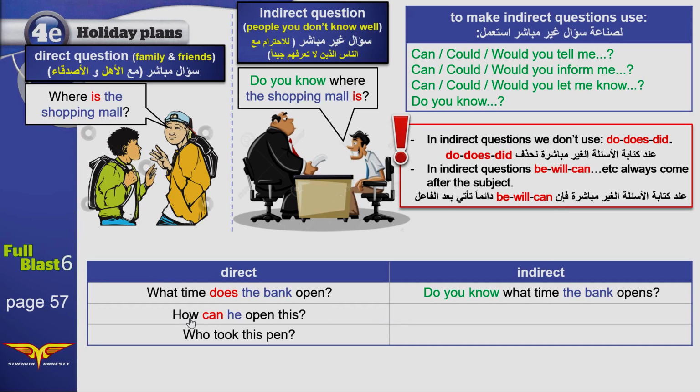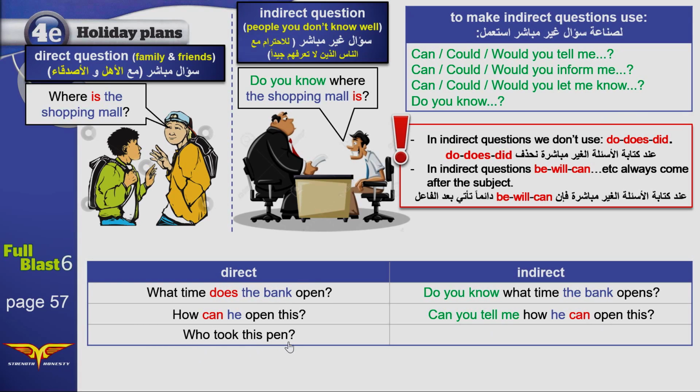Question 2. How can he open this? Okay, what do we do with can? We put it after the subject. Where is the subject? The subject is he. So instead of using can he, we say he can. Do you know how he can open this? Or you can use can you tell me, can you inform me, can you let me know.